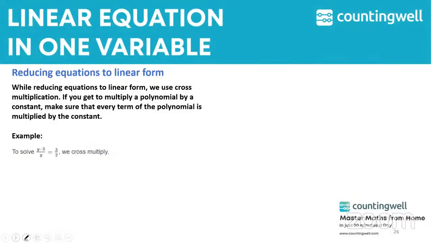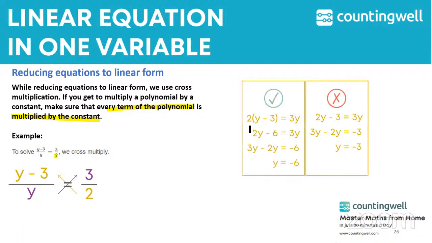Also, whenever you are reducing equations to linear equations, we are using cross multiplication. And you have to make sure that every term of the polynomial is multiplied by the constant. So here we have constant 2. It should be multiplied with the bracket y minus 3, and y should be multiplied with the bracket 3. So here we have 2 into y minus 3 equals 3y. Transposing 3y and 2y, we can see 2 into y minus 3 is 2y minus 6 equals 3y.